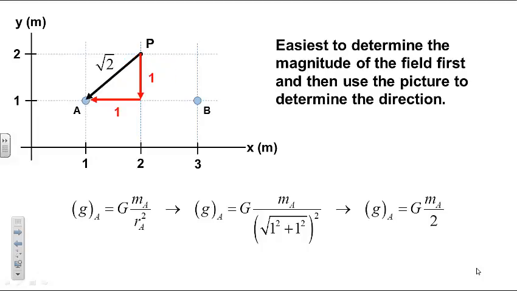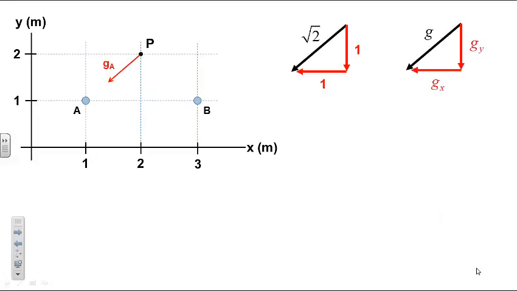The magnitude of the gravitational field of particle A depends upon the distance between particle A and the position P. We can determine this distance using trigonometry. After performing these calculations, we see that the magnitude of the gravitational field of particle A is g times the mass of particle A divided by 2. We can then determine the direction of the gravitational field using similar triangles. Specifically, the triangle for the x-axis and y-axis components of the gravitational field must be the same as the triangle used to determine the distance from particle A to the position P.